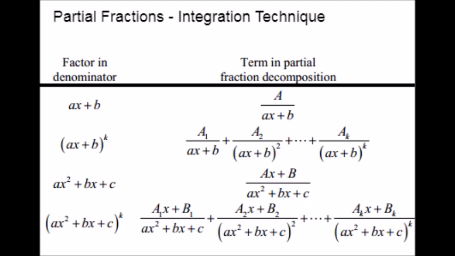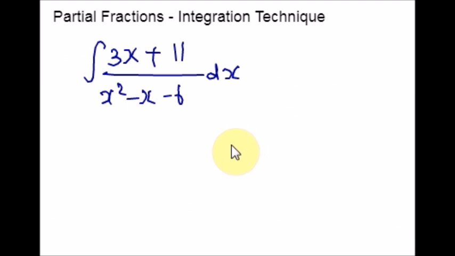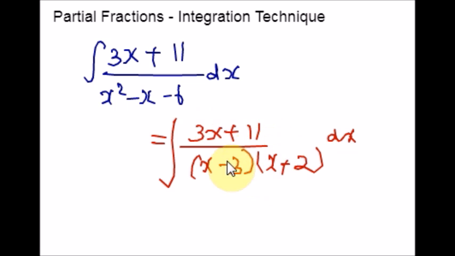Here is the first question. The first step is to factor the denominator as much as possible and get the form of the partial fraction decomposition. First, let me factorize the denominator. This can be written as a over x minus 3 plus b over x plus 2.